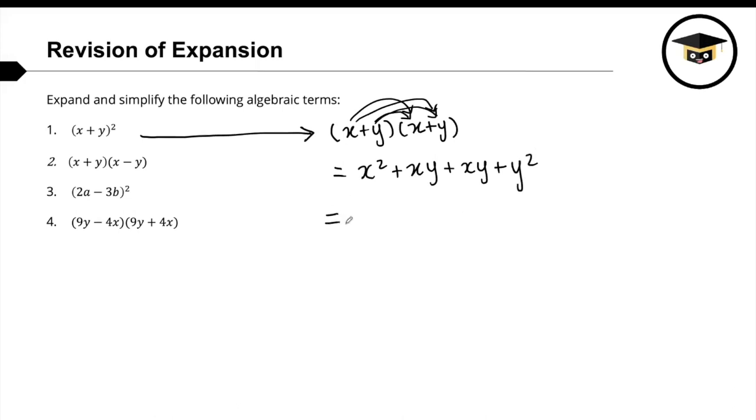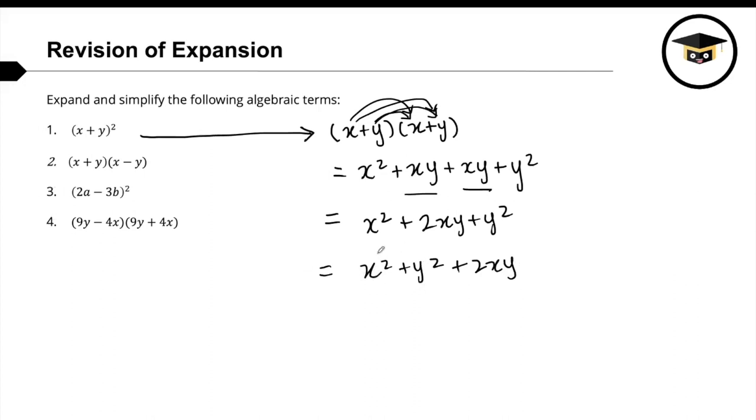So now we can collect any like terms, and hopefully you can see that xy over here and the xy over here are both like terms. So one xy plus another xy is just going to give us 2xy. So this simplifies to be x squared plus 2xy plus y squared. Most textbooks like to leave it like this, but I personally like to write it as x squared plus y squared plus 2xy. That's just a personal preference, and I'll talk about that later in questions 3 and 4.